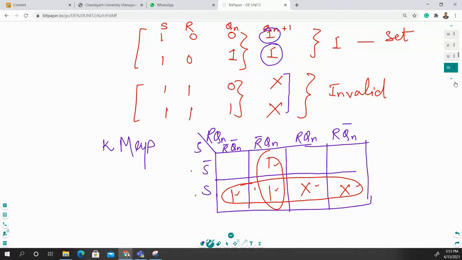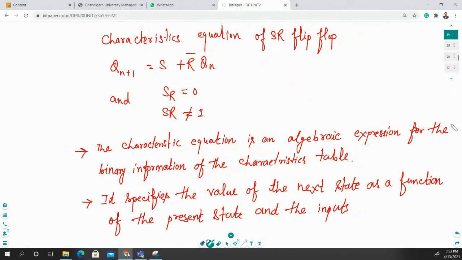So this is the output for the SR type of flip flop, and you can see the disadvantage of this SR type of flip flop. Yes, this SR type of flip flop will provide you an invalid state, and to overcome that invalid state we have to use the JK type of flip flop.